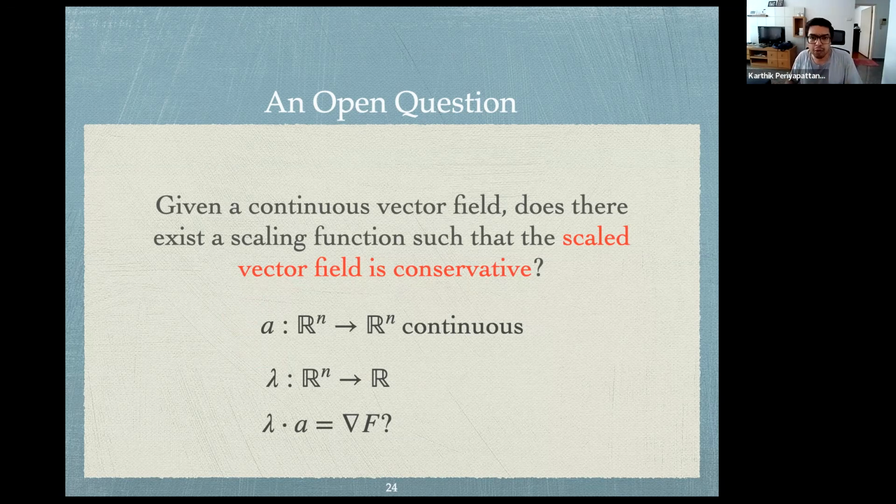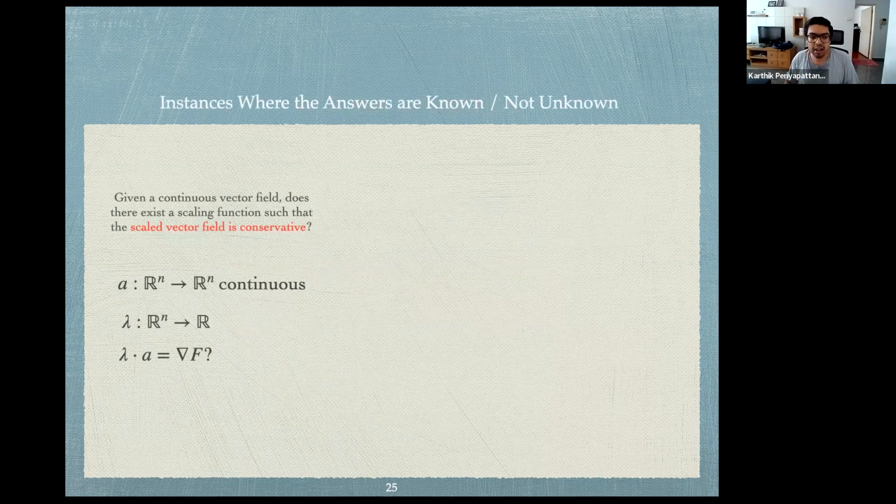During my PhD, I approached a lot of people in the math department at IISc, and most of them said this is still open. It's a very hard problem to attack. Of course, we know the answers to this question in some cases. For example, if A of W, which is a vector field, is W divided by norm W, and the lambda of W is norm W, naturally A times lambda is simply the vector W.